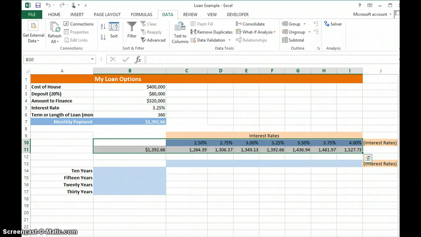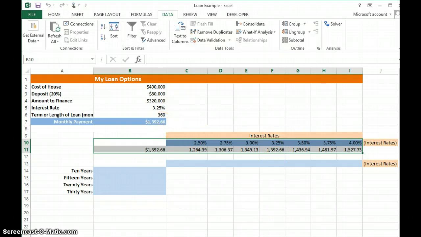Now the values have been populated by the spreadsheet, and we can check that is correct by looking at 3.25% and seeing it's $1,390.66, which is exactly the same as here.